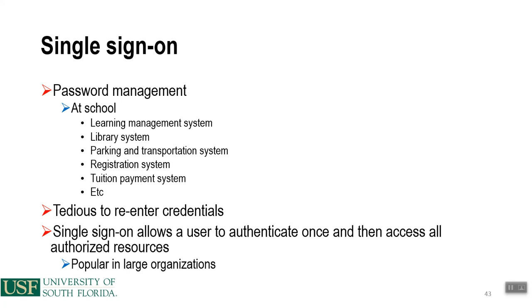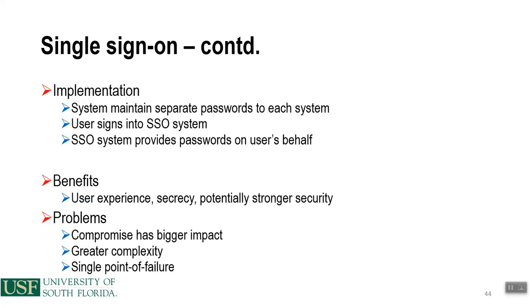You can get access to your paycheck. You can get access to your courses. You can get access to parking and transportation services, and so on. The implementation is that the system maintains separate passwords to each system, and the user signs into the SSO system, and the SSO system provides passwords on the user's behalf.